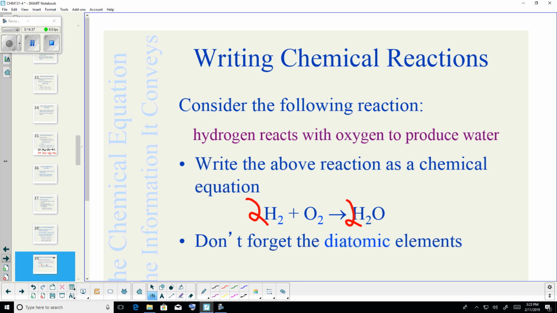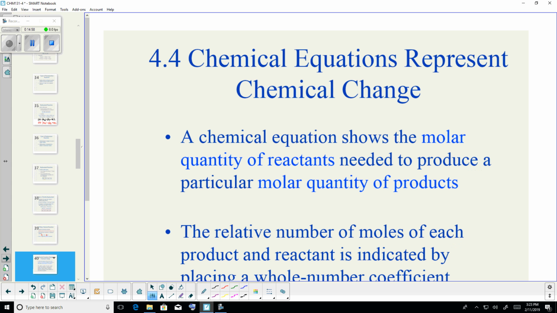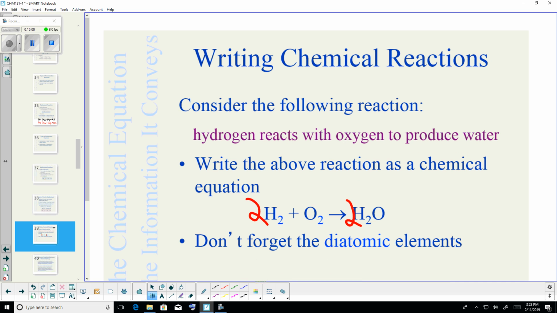So, how do you write a chemical reaction? Hydrogen reacts with oxygen to produce water. The first thing you have to remember is hydrogen is H2, oxygen is O2, and water is H2O. So you write it, and I put the numbers in there. Don't put the numbers in there just yet. It has to be balanced, and later on we're going to practice balancing equations.